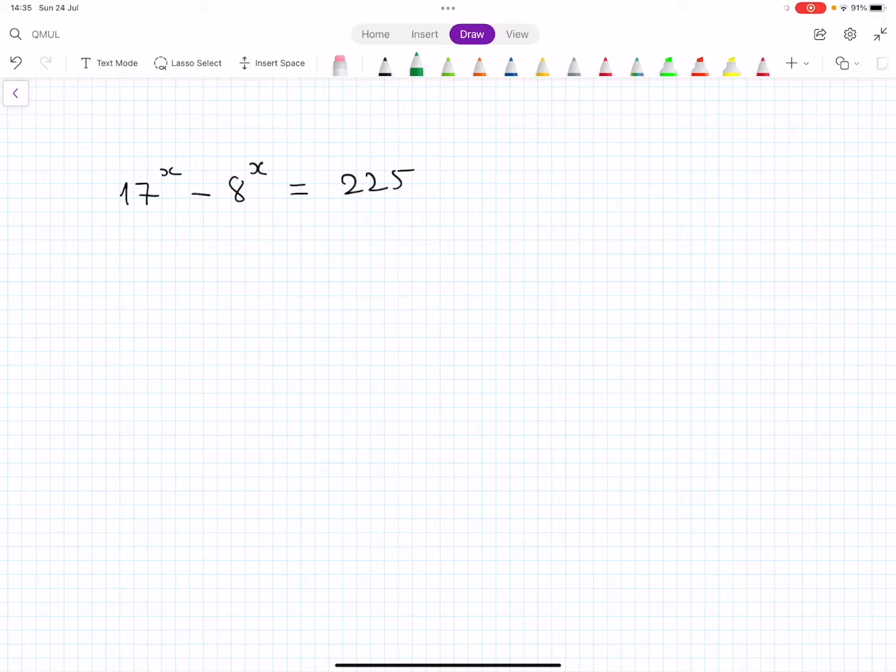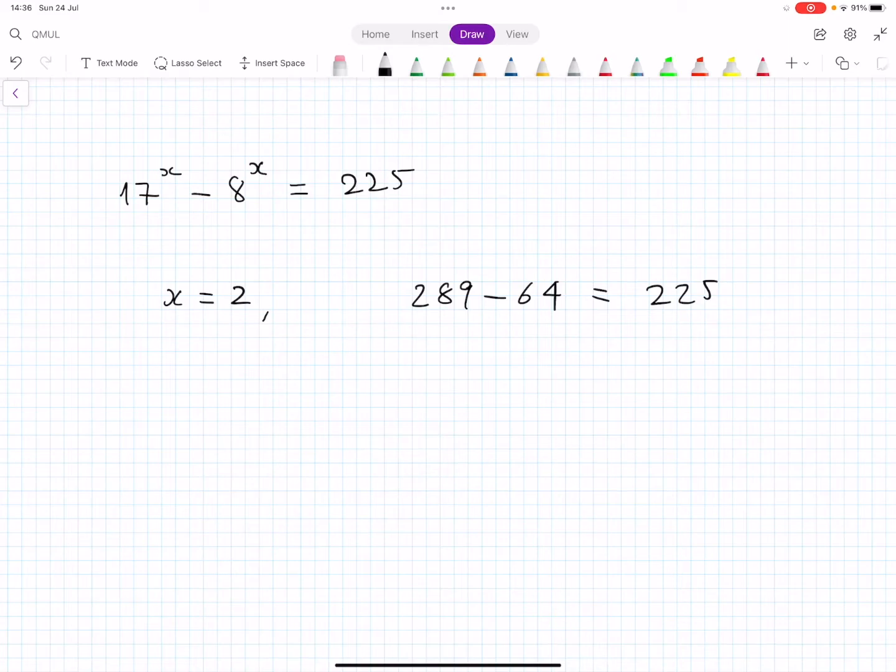The first way to solve this is to guess a solution. If you guess, which is not very difficult in this case if you are familiar with Pythagorean triples, so if you choose x to be 2, that will solve the problem, because you have 17 squared, which is 289, minus 64. Now 289 minus 64 will give you exactly 225.